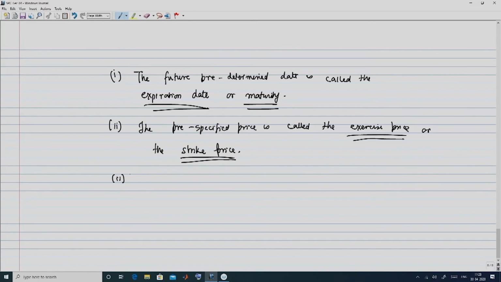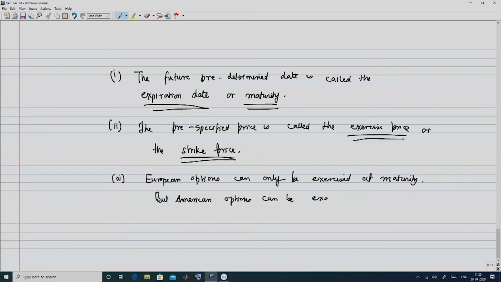And finally, I want to make an observation that European options can only be exercised at maturity, but American options can be exercised at any time on or before the maturity. So, here I want to identify three things which have led me to make these observations.